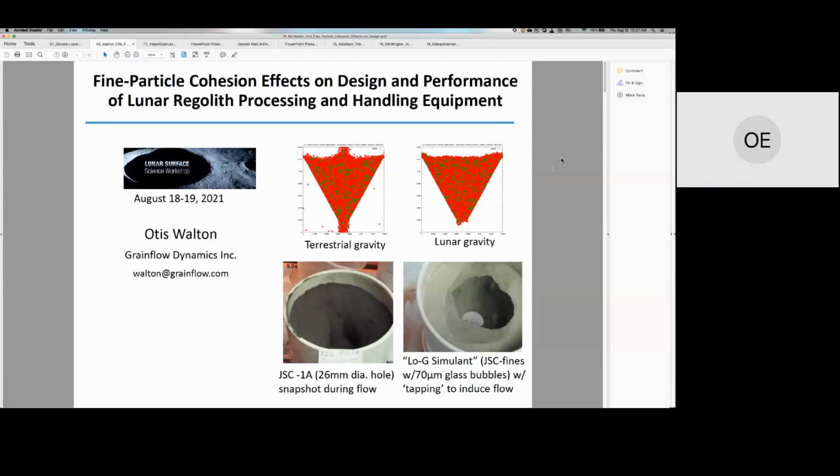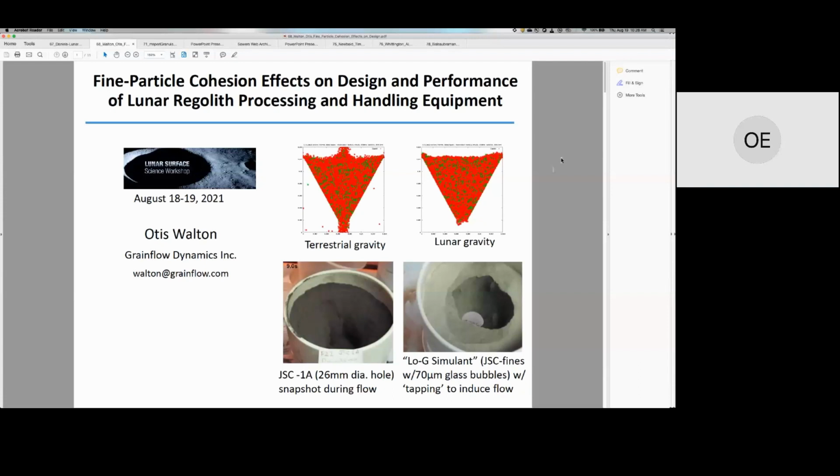I'm going to talk about some scaling laws relating to scaling gravity and scaling particle size and how that affects granular flow. And all of this stuff is well known, but not necessarily well known by people who are new to looking at things on the moon. On the right-hand side, I just show two examples. One is a numerical example with a discrete element model of flow out of a hopper under terrestrial gravity, exact same materials, exact same conditions, just change it to lunar gravity and the cohesive material doesn't flow.